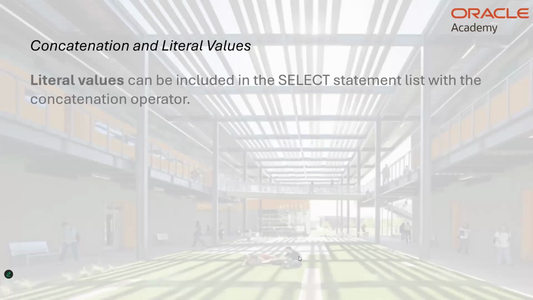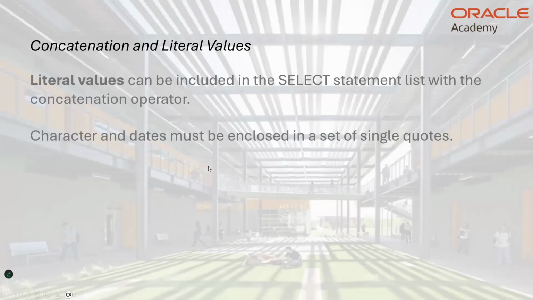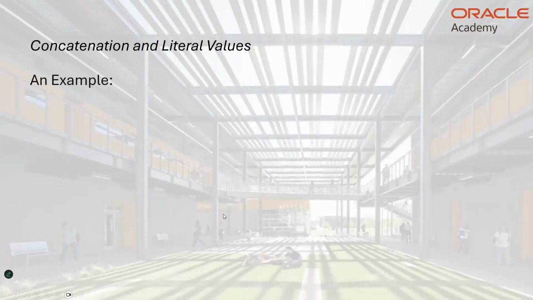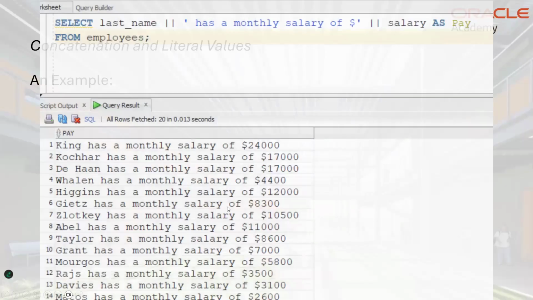So you can actually include literal values in your select statement too. Character dates must be enclosed in single quotes, as I said. Every row returned from a query with literal values will have the same character string in it. So as an example, take a look at this. We're using select last name, concatenate with, and a space has a monthly salary of, and we threw in the $ sign, and then we're concatenating that with salary. So it looks like a real sentence.